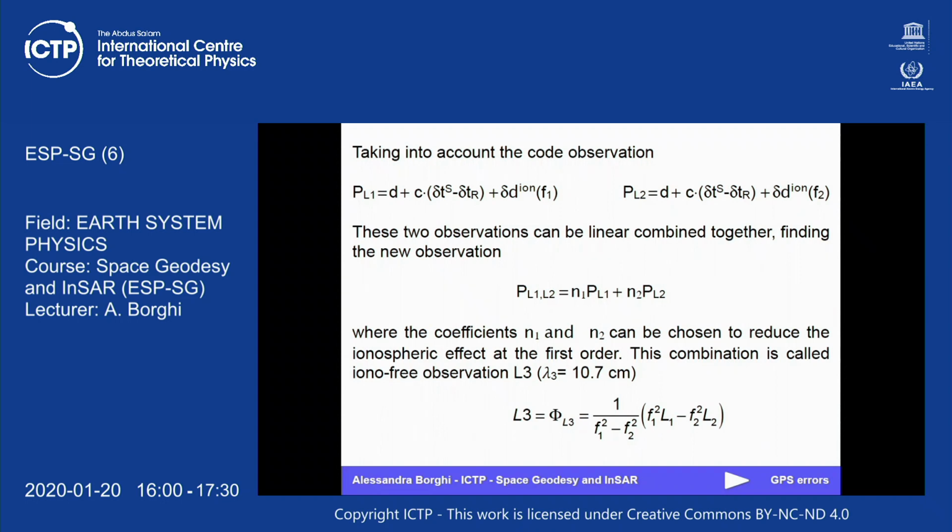And this is the iono-free combination. It's like you are using a wavelength. This combination corresponds, we are speaking about phase, to about 10 plus 7 centimeters. L1 means the phase related to L1. L2 means the phase related to L2. I simplify the notation, sorry.